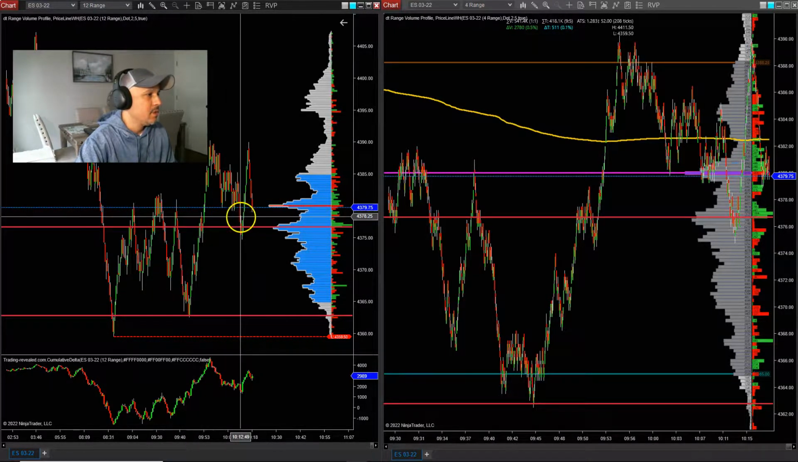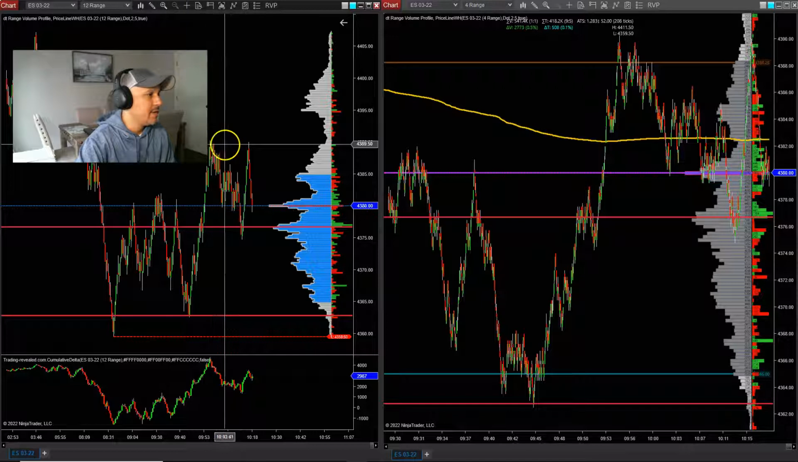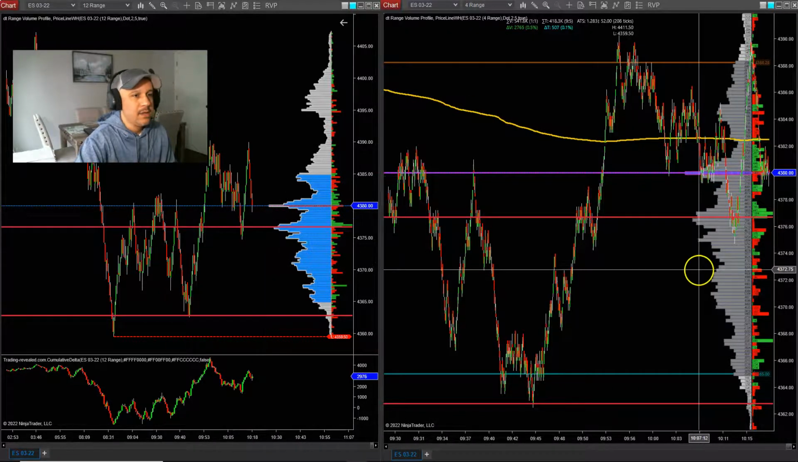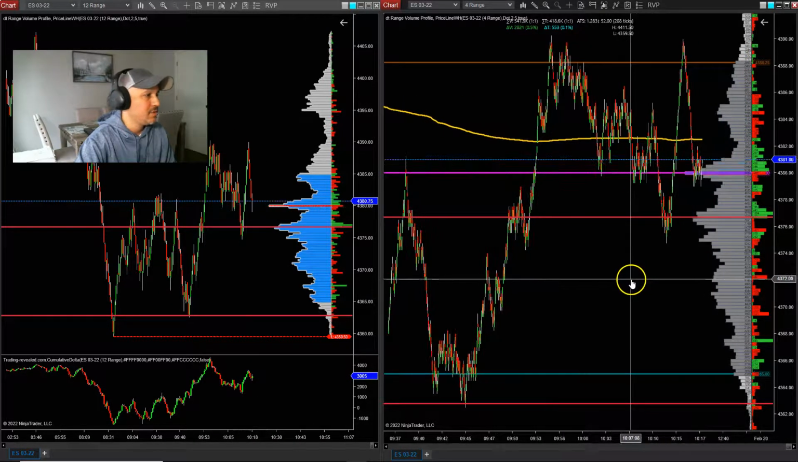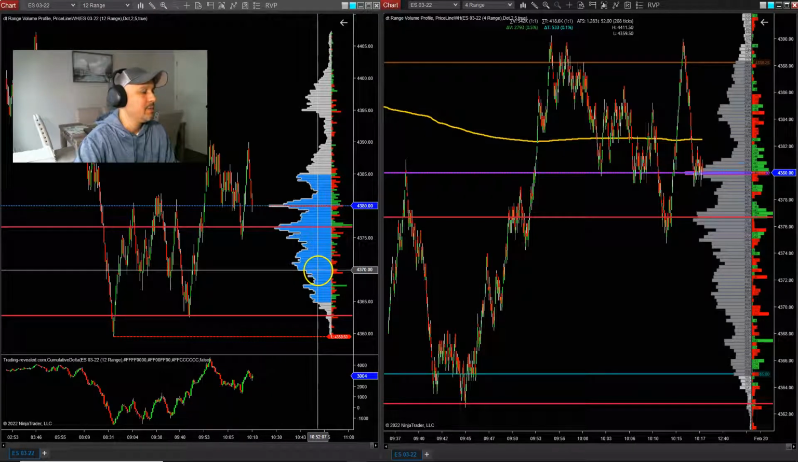So price has made a high here, pulling back. I'm not sure if it's going to bounce again. What's going to happen here, we'll see.